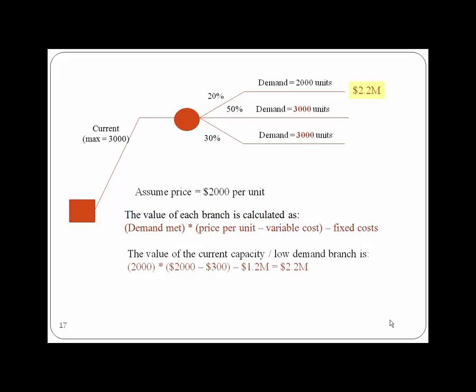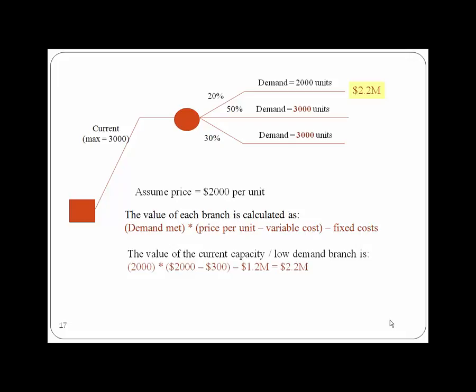So let's look at the financial outcomes for each of the potential branches here. Let's assume for a second that the price is $2,000 per unit. That's what Pennington Cabinet gets from the customer. The value of each branch then is calculated as the demand met times the price per unit minus variable cost minus the fixed cost.